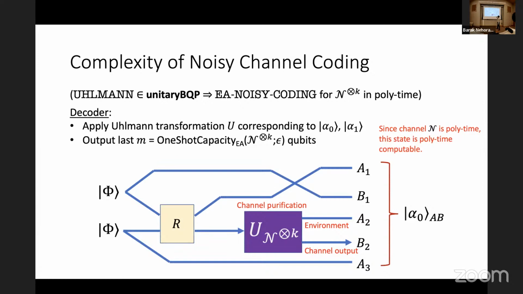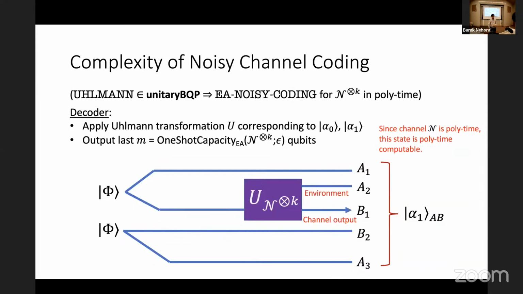The fact that the channel is assumed to be polynomial time computable means this whole state that I'm describing here, alpha 0, is computable in polynomial time. So this is alpha 0. Alpha 1, the second state, looks much simpler: you're just applying the channel to just one entangled state. And this is also polynomial time computable.